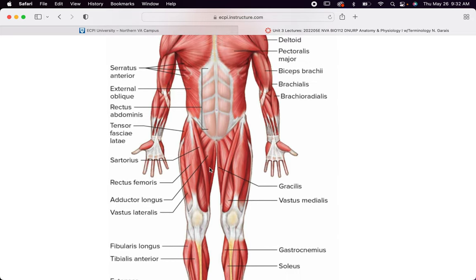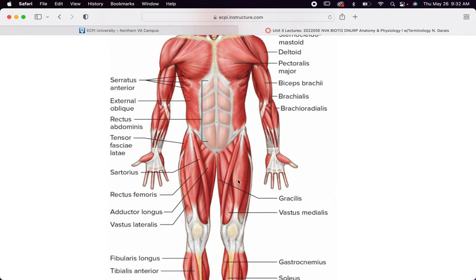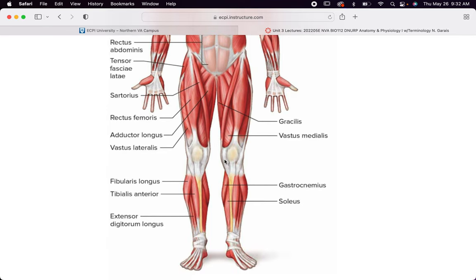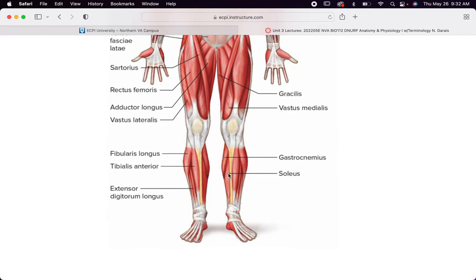So I could ask you, where are your quadriceps? You'll tell me in your thigh. How many parts to the quadriceps? Four. How many parts to the bicep? Two. How many parts to the tricep? Three. Of course, here's your patella. Gastrocnemius, which is better seen in the back. Tibialis anterior. Soleus, nice to know.